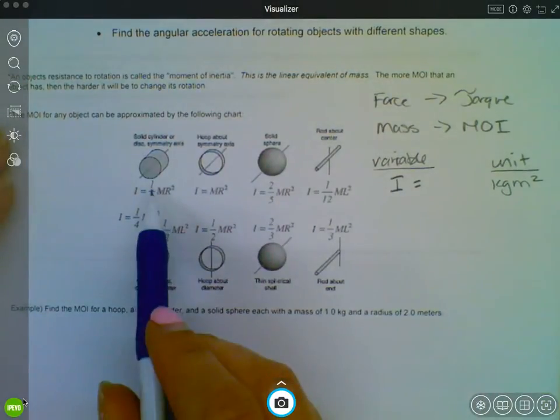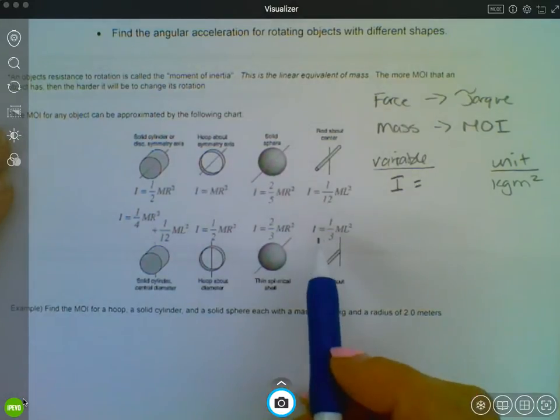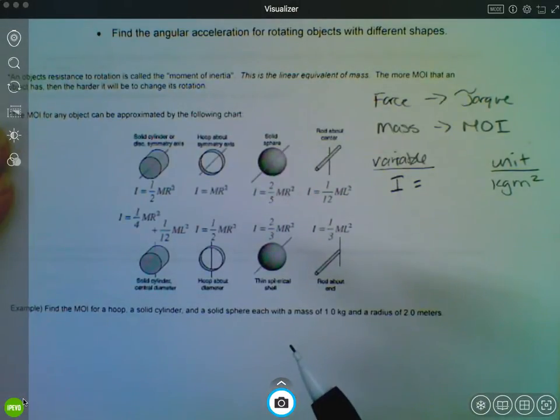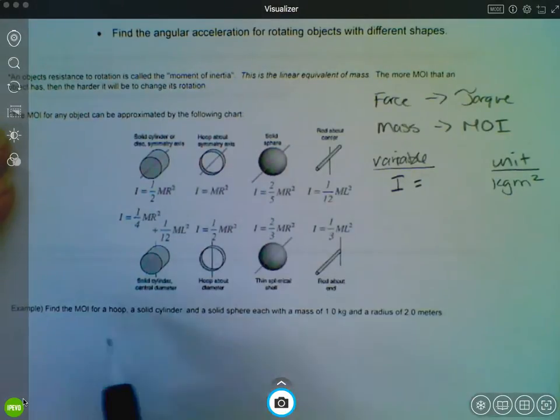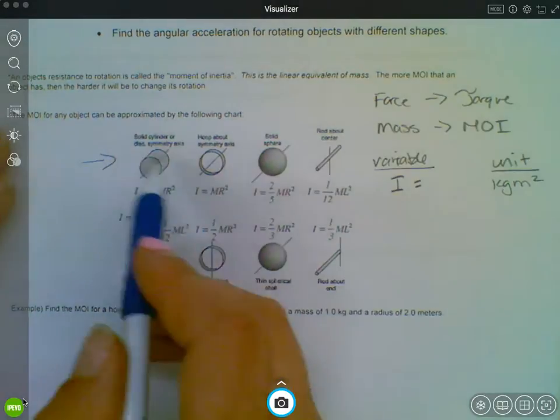This just shows you how to calculate it based on the shape of the object. The problem is going to tell you what kind of object it is, and then you're going to use the correct equation to solve for it. In the example below, we're going to solve for 3 different shapes: a hoop, a cylinder, and a sphere. We're going to use this row the whole time, around these axes.